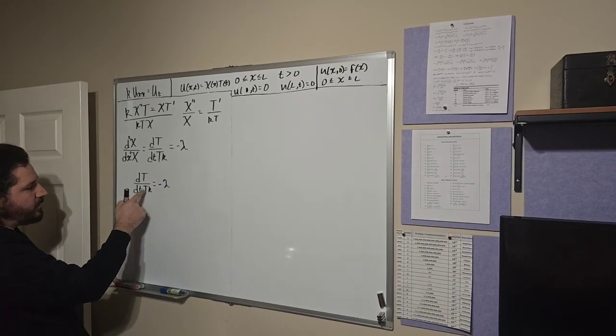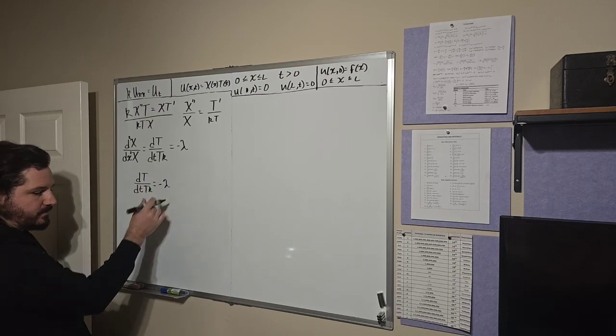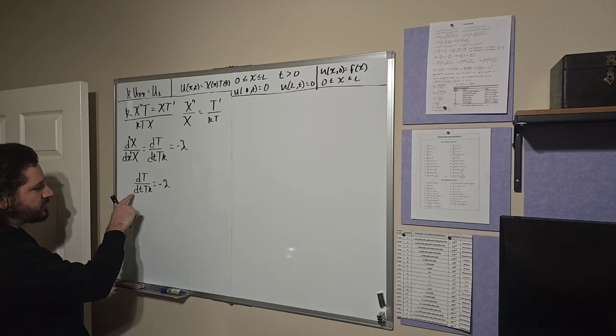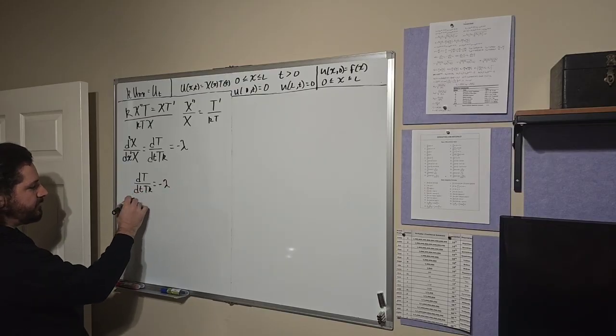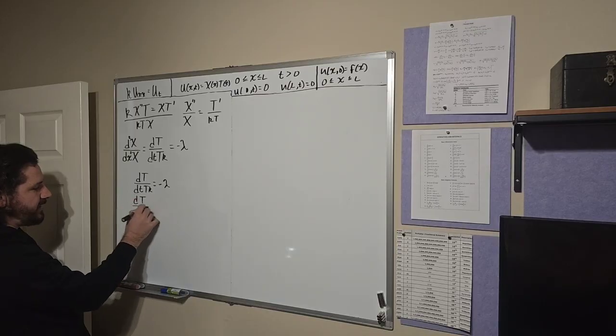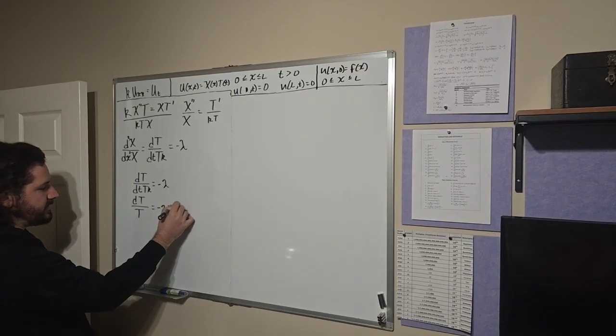So here, we want to keep all of our big T's together, and then we'll take our little t over here. If there were other t's, they would be over here as well, but this is all we got. So we're going to take little t and k over to this side, and then we'll leave our T's together. So here we'll have dT over T, and that's equal to negative lambda k dt.